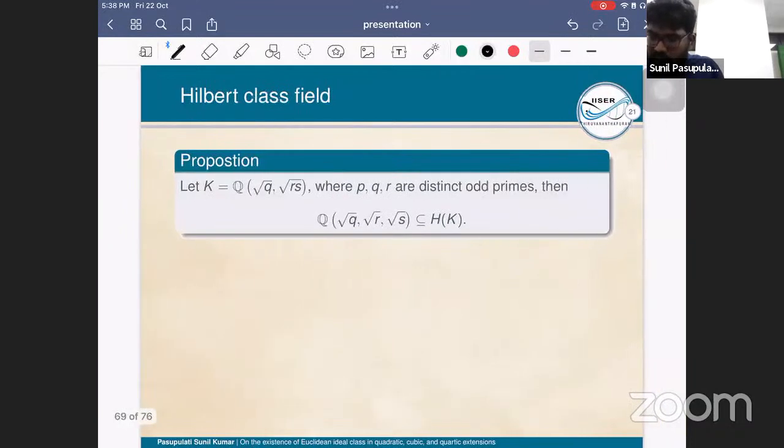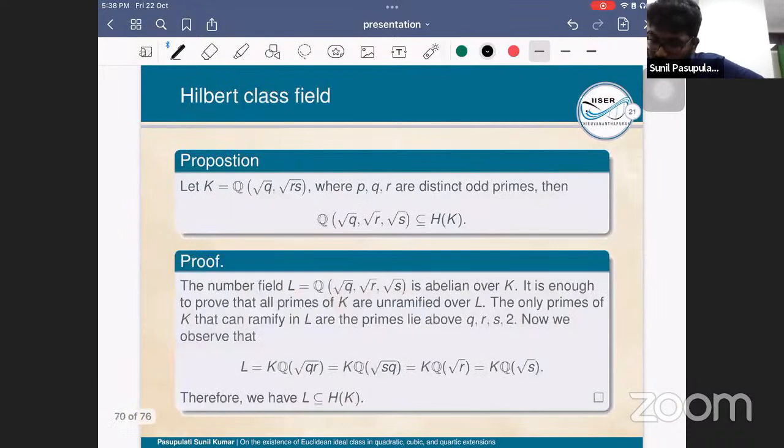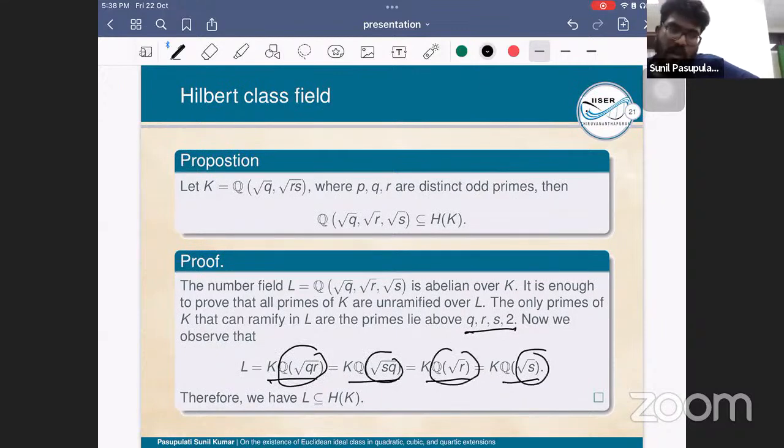So if I have K to be like this, then the Hilbert class field is actually just adjoining all of root q, root r and root s to Q. You can observe that the only primes that can ramify are q, r, s and 2. In the way I've adjoined this, if you take any prime, at least one of these is going to be unramified. So we can conclude that it's going to be unramified in L itself.